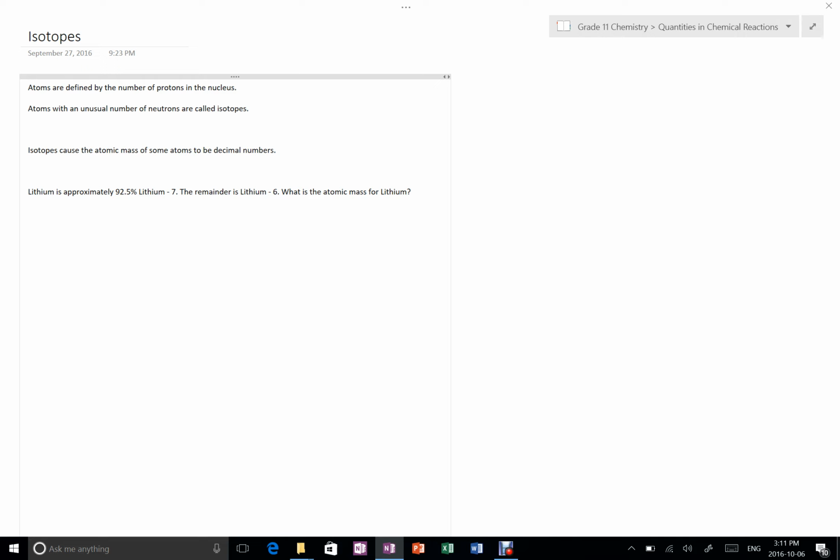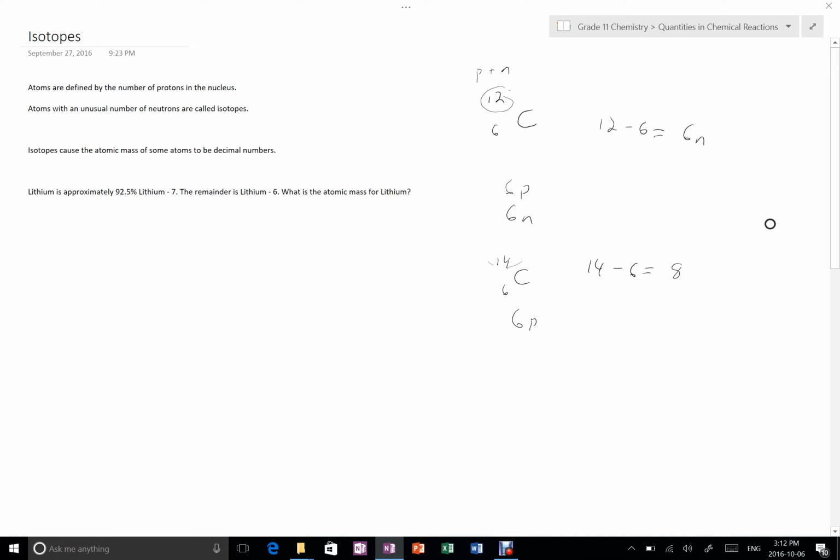So we have carbon 12, and that means that that carbon would have 6 protons, and this is the total number of protons and neutrons. So 12 minus 6, 6 neutrons. There's also carbon 14. Again, because it has 6 protons, that's how we defined it as carbon. The 14 here represents the total number of protons and neutrons. So if we take the 6 out of it, that means that this atom of carbon would have 8 neutrons. Atoms with an unusual number of neutrons are called isotopes.